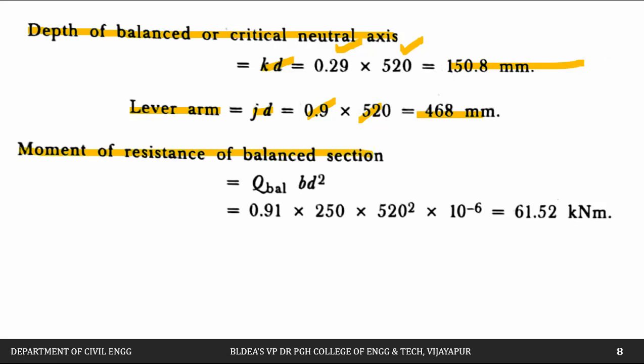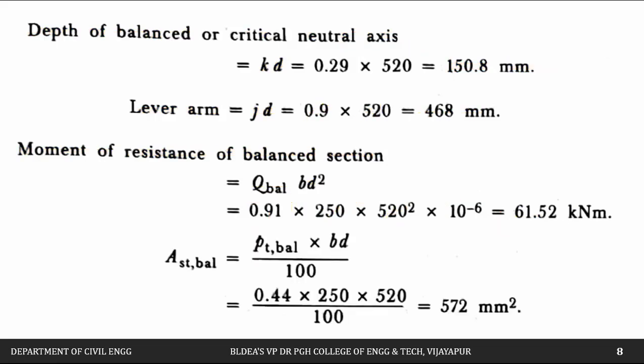Next is the moment of resistance of a balanced section, that is Q balance into B D square. Already we have this value, multiplied by B value, multiplied by D value. So as to convert from Newton to meter and from Newton to kilonewton, we multiply by 10 raised to minus 6. We get the answer as 61.52 kilonewton meters.